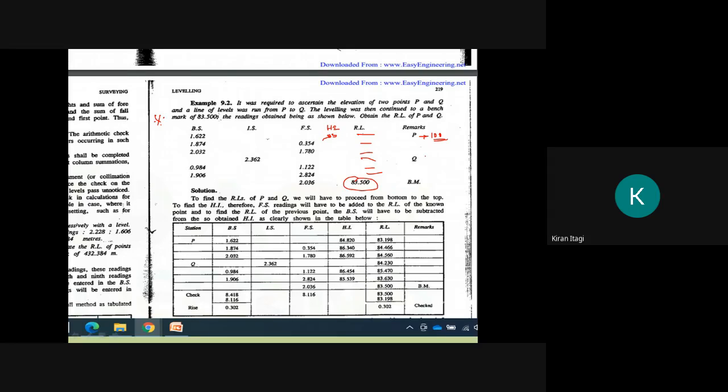But here, instead of giving the RL at the start, he has given the RL at the last station. So he is telling us to determine the RL at station P. How do we do it? The thing is the same, nothing much complicated, but we have to go in a reverse order.